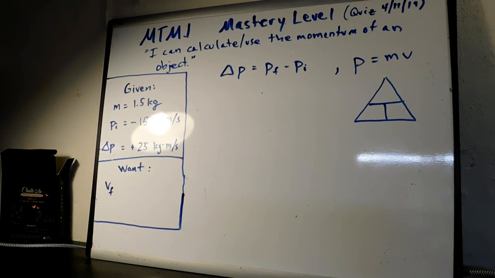It says, calculate the final velocity of a 1.5 kilogram iguana that has an initial momentum of negative 15 kilogram meters per second and experiences a change in momentum of plus 25 kilogram meters per second because it is falling onto a trampoline. That is one of iguana's favorite things to do, we've found out. We want to find the final velocity of the iguana after it experiences that kind of change.